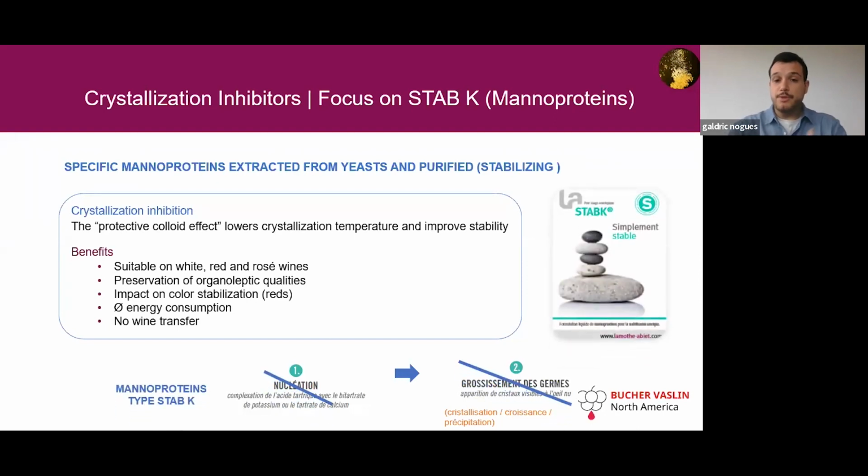So basically, this is a preventive action as well, exactly the same way as CMC. When you use mannoproteins such as TAPK, you remove any step of nucleation. So you don't have any creation of crystals, you don't have growth of crystals. So basically, you don't have any tartaric instability.